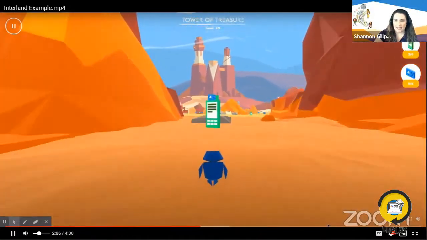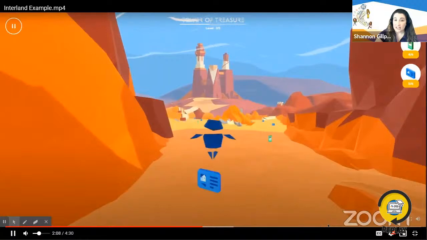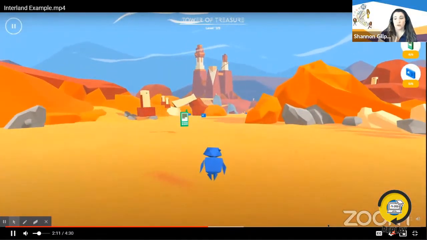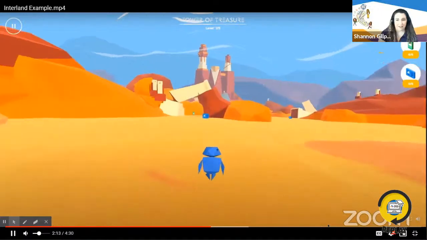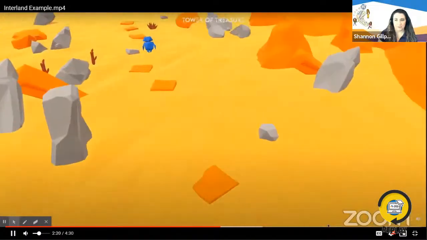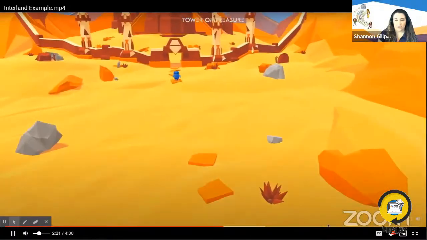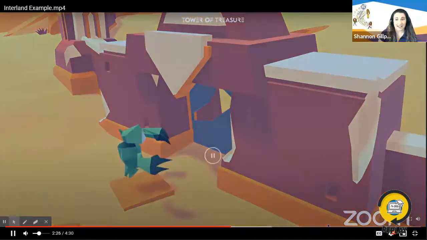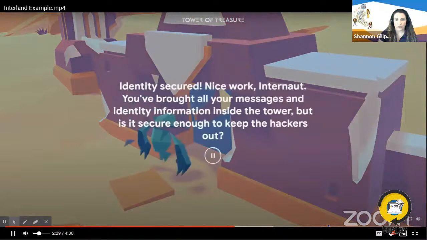So once you collect everything, each of the lands has a different type of game, but it starts off with an activity, and then you'll go to a second level. And at the second level, you'll have another activity. Now I want to show you this.